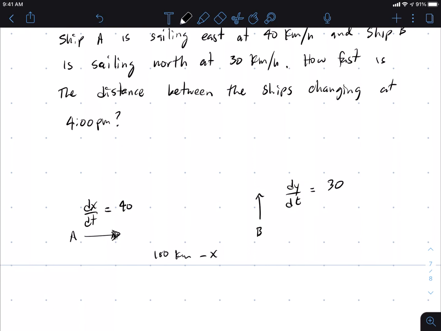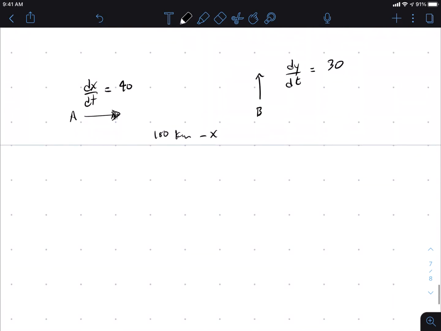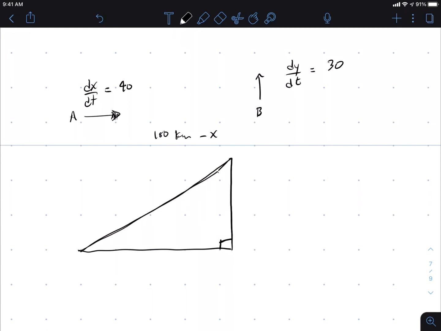So we can create a triangle for this thing. All right, you guys ready for my triangle? My triangle is going to look like this. And it's going to be a right triangle because one's going straight north, although my line doesn't seem straight. Now, I'm going to draw it so you guys can see everything, so it makes sense.